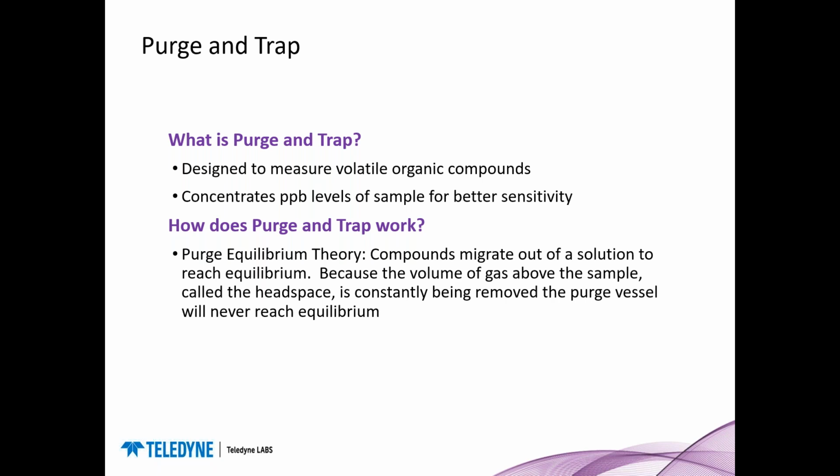So Purge and Trap works on a purge equilibrium theory. So volatile compounds of interest, or compounds that prefer to be in that gaseous phase, they migrate from the liquid or the solid phase to the gaseous phase and are continuously swept away from that headspace in the sparger or in the vial, depending on the method, onto the trap where they are concentrated and then released to the GC.